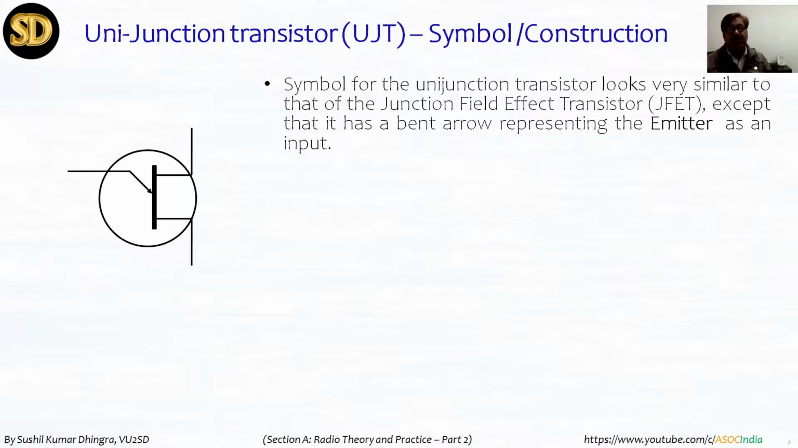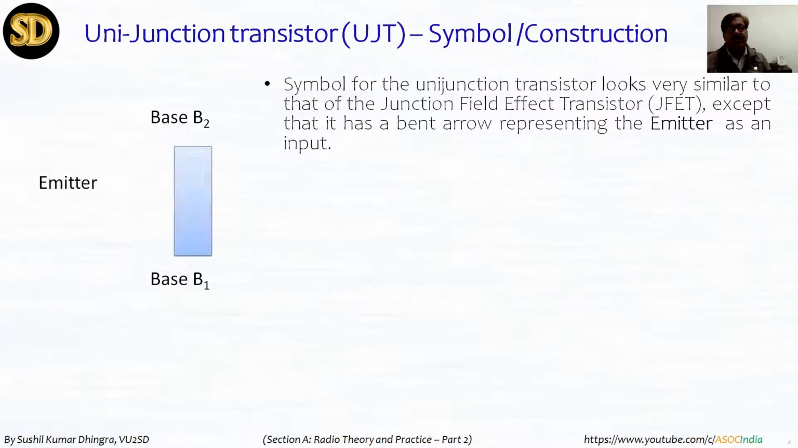This is the symbol: base 1, base 2, emitter as an input device. In the same way, if you see the junction channels, the N-type channel is mainly used to pass the current, and B1 is kept on the ground side, B2 is kept on the voltage signal side, and the emitter is used as an input device.